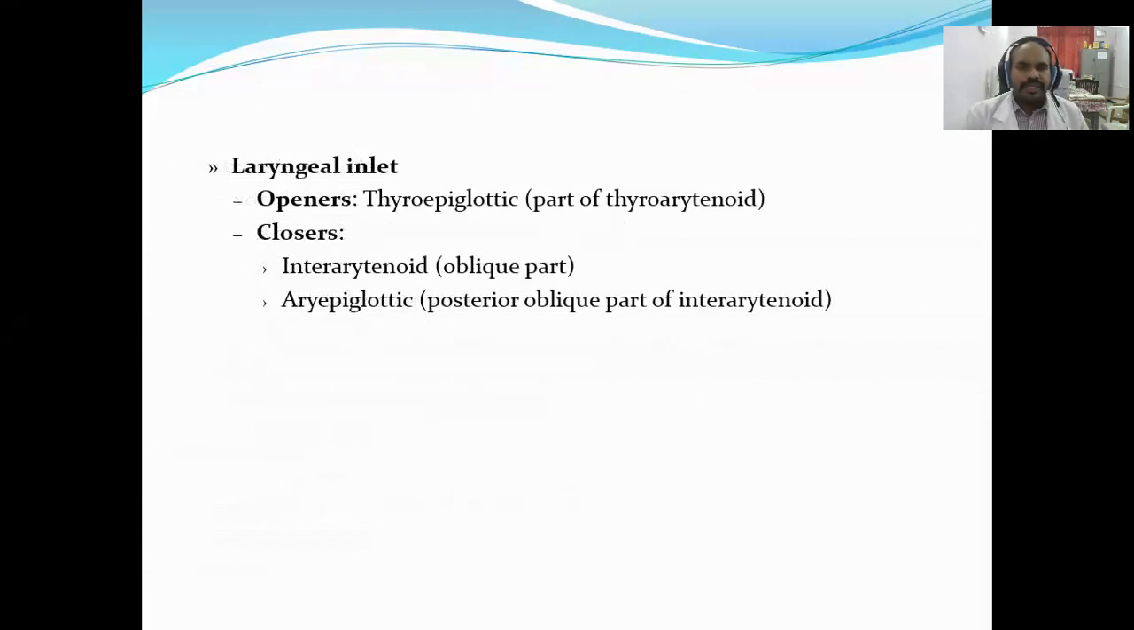Openers for the laryngeal inlet, we have thyroepiglottic as part of the thyroarytenoid muscle. Then we have closers, the interarytenoid region, which is the oblique part, then aryepiglottic, and the posterior oblique part of the interarytenoid.